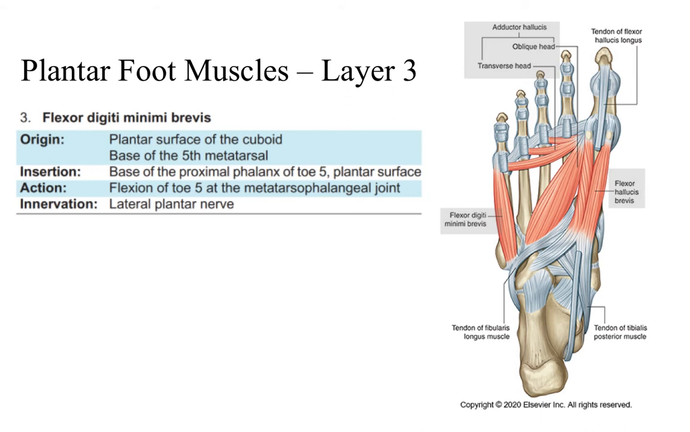And then the third muscle of layer 3 that we want to cover is the flexor digiti minimi brevis. All right, so notice if it says digiti minimi, that usually means it's attached to the fifth digit. And so this one is no different. Its origin is here on the foot, on the cuboid, and then its insertion point is into the joint between the metatarsal and the phalanx. And its job is going to be flexion of toe 5. All right, so more flexing towards the ground.